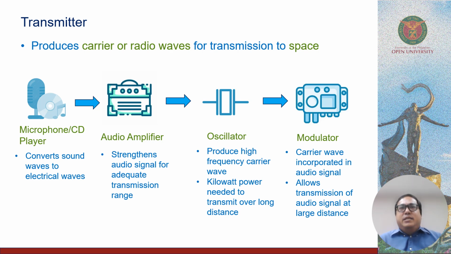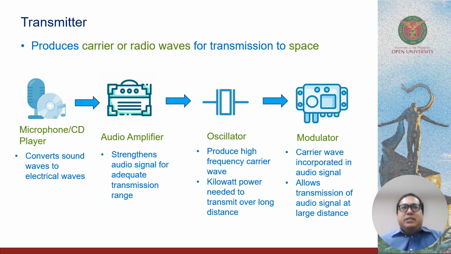Once these sound waves have been converted to electrical waves, they pass through an audio amplifier, since the signal might be weak and might not be transmitted easily through space. What the audio amplifier does is strengthen the audio signal so it has adequate transmission range, meaning it can be transmitted to a wider location.